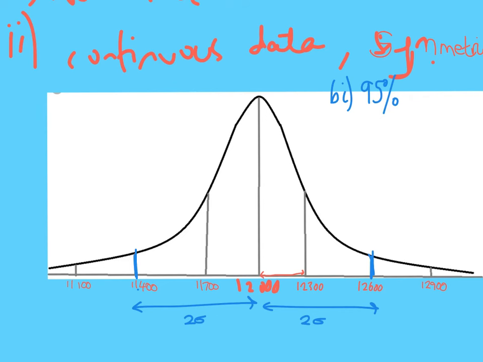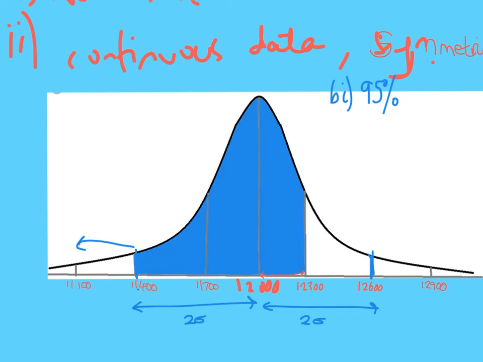Now what's the probability though that they last less than 11,400 hours? What's this probability down here? Well, if I think about it, the whole of this probability that I've just had, that's 95%, and that must mean everything else is 5%. So if those two sides are 5% and they're symmetrical, they must each be 2.5%, which means the probability that it is less than 11,400 is 2.5%.